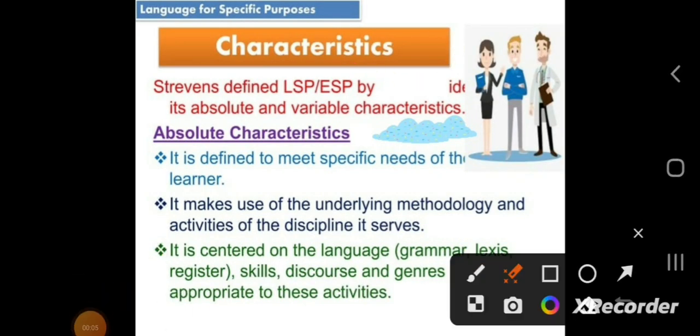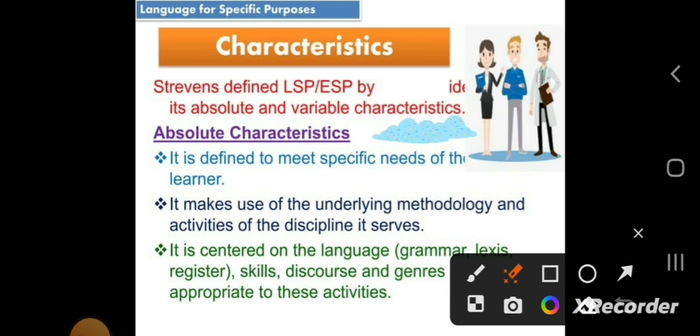Characteristics. Stevens defined LSP, language for specific purposes, and ESP, English for specific purposes, by their absolute characteristics. Absolute characteristics: it is defined to meet specific needs of the learner. LSP or ESP courses are tailored to address the precise language needs of learners who are focusing on particular professional, academic, or occupational areas. This means that course content and objectives are designed to be directly relevant to the learner's goal and context. It makes use of the underlying methodology and activities of the discipline it serves.